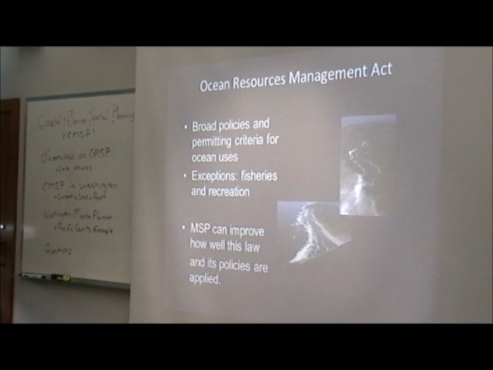the mechanism for making that actually implementable has been less than effective. And so marine spatial planning can actually improve how well this law and its policies are applied by all the agencies by providing the information base. Because we've got some good policies out there, but without the information to actually look at and make that assessment of whether a project is meeting those policies, we need both.